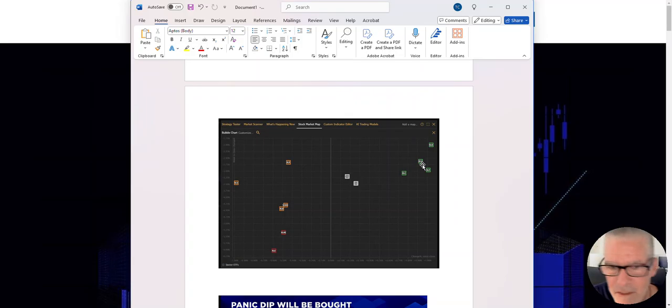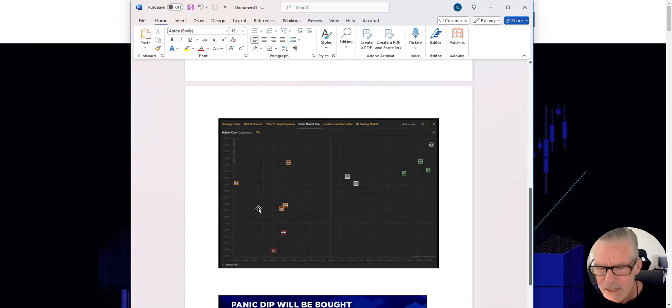UTSL is a good one, and FAS for the banks, and TECL for the tech stocks. All good funds to use when flows are back in that direction. What's coming out? Energy. Energy is bad. Real estate is bad. Healthcare still bad.